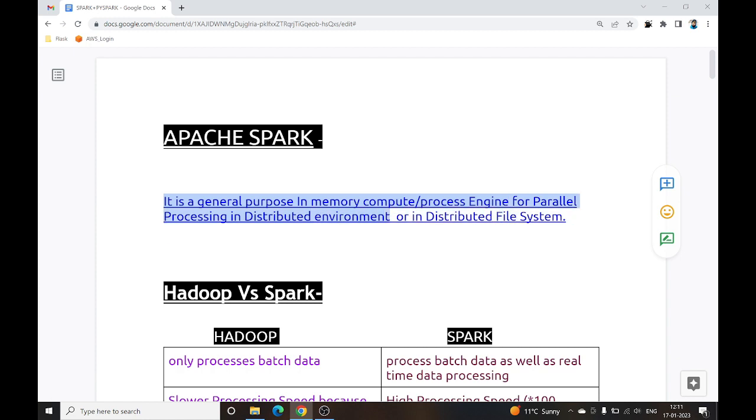Do not worry about this definition, just think that we know what parallel processing is and what a distributed file system is. In my big data playlist, I have discussed everything about all these things. So just compare this with Hadoop technology, like how Hadoop was working, how the storage part of Hadoop was working and how the processing part of Hadoop was working. Then we will understand what exactly Apache Spark is.